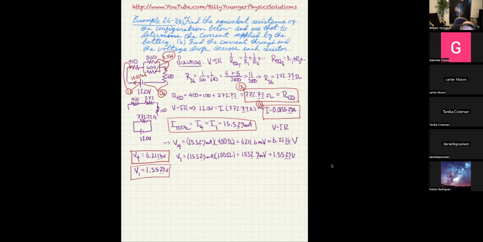Not only that, the V400 being 6.21, I can take 12 minus 6.2116, and that's going to give me 5.7884. So right here, this is going to be 5.7884 volts. Now that's basically what it is right after the 400, but that is also what it has to be here and what it has to be here. Again, ignoring the slight resistance of the wires.